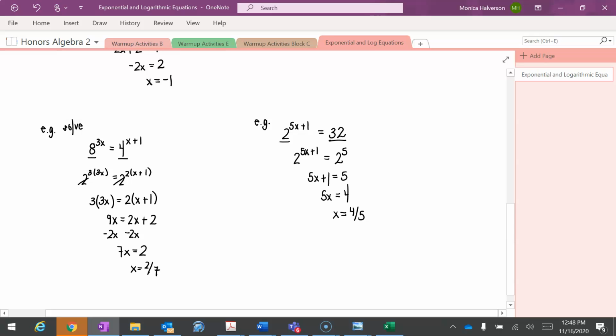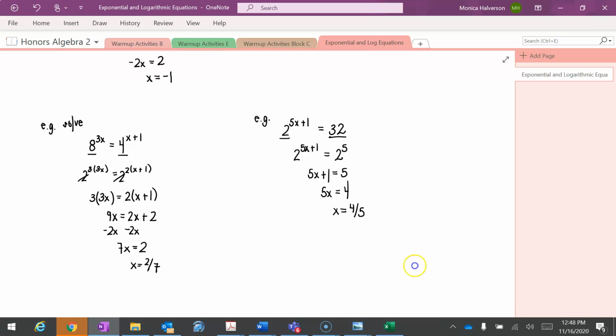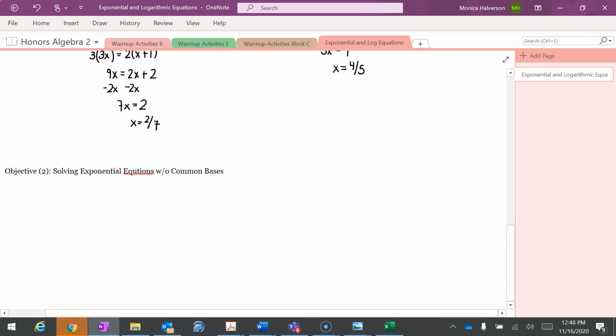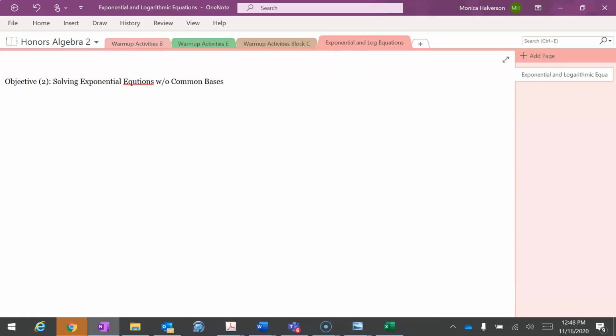All right. So now that we've gone through the ones in which we can get a common base, we need to talk about, well, what happens if we can't get a common base? How can we solve exponential equations without common bases? So what is something like that going to look like? Well, our first example of that is going to look like this.